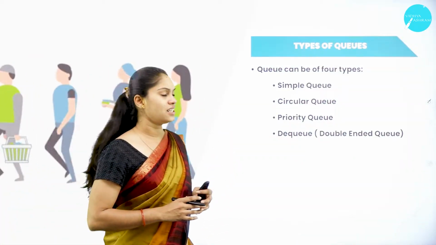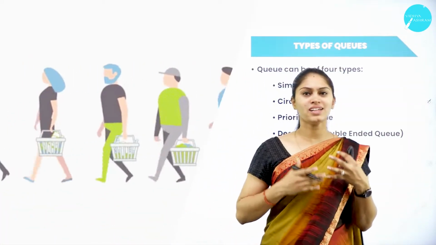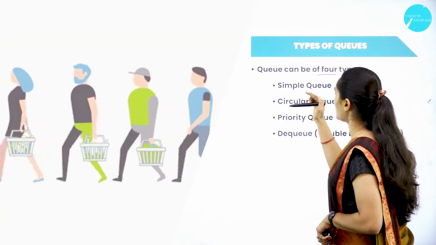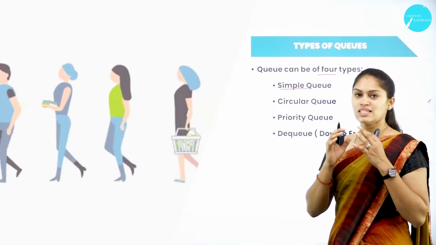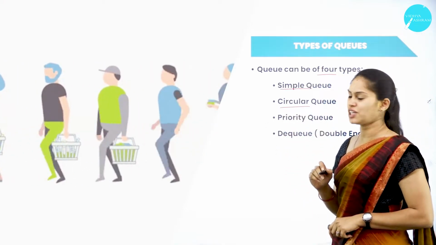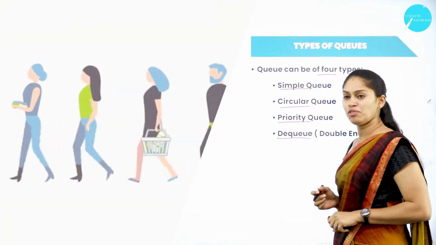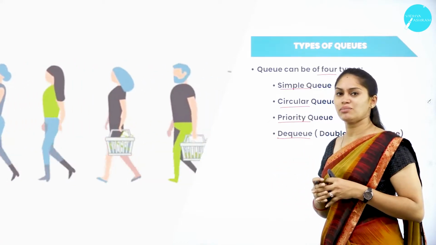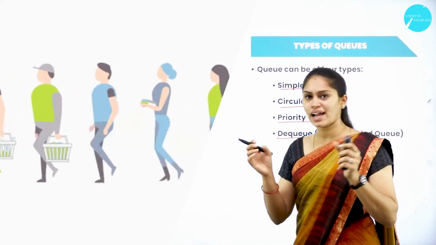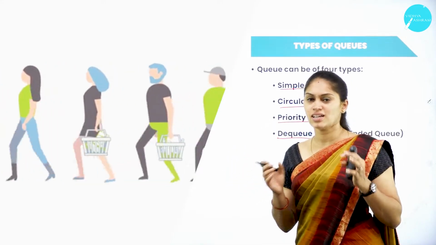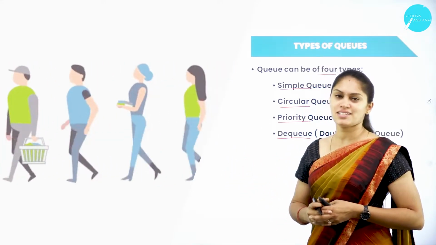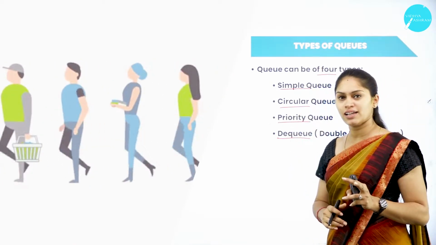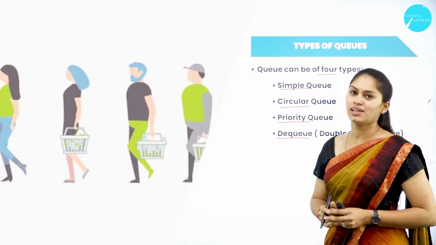Now you can see the types of queues. What are the types of queues we have? We have 4 types of queues. We have the simple queue, the circular queue, the priority queue, and then we have DQ. DQ is not about deleting an element. DQ here represents the double-ended queue, so it has double ends. I will let you know all about these types of queues. So totally we have 4 kinds of queue: simple queue, circular queue, priority queue, and double-ended queue.